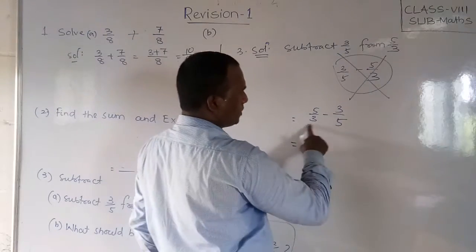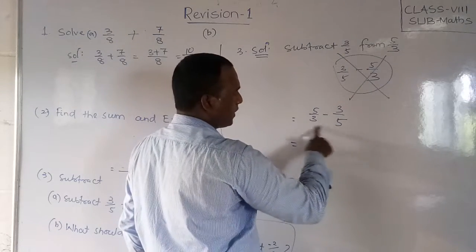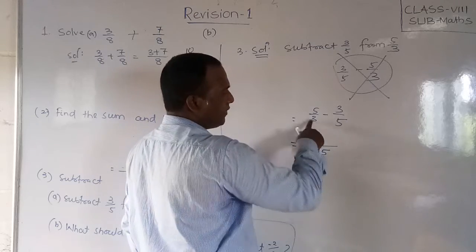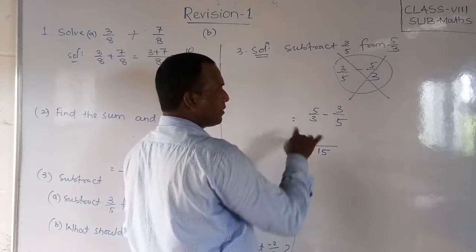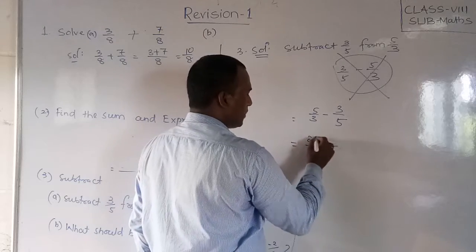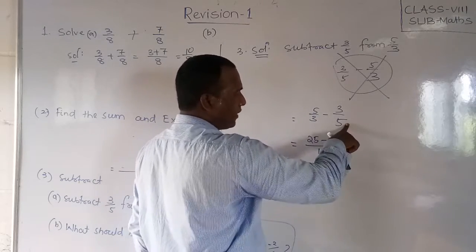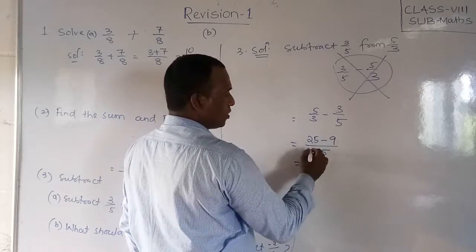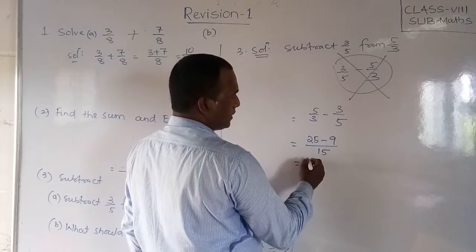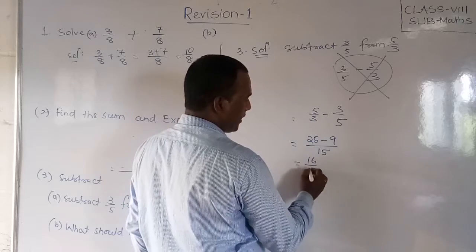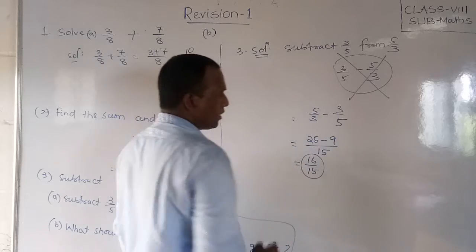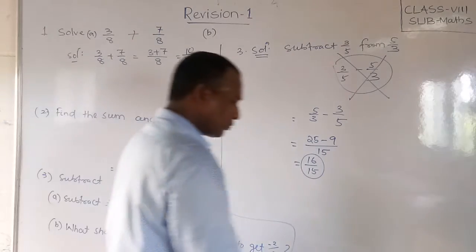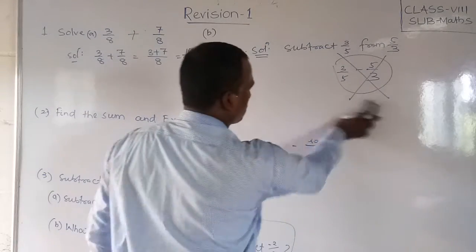Now, what do you have to do, friends? These are co-prime numbers, like twin primes. So take the LCM, that is 15. 15 divided by 3 is 5, 5 fives are 25, minus 15 divided by 5 is 3, 3 threes are 9. So how much will come, students? 16 by 15. This is our answer. Are you clear students?